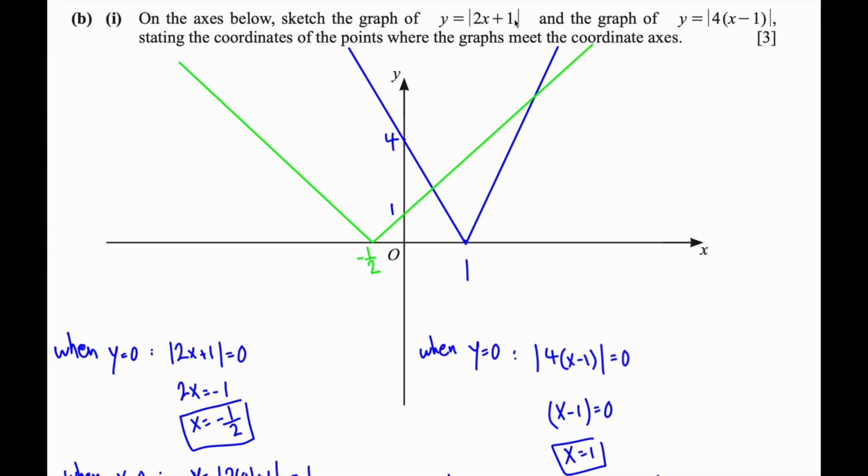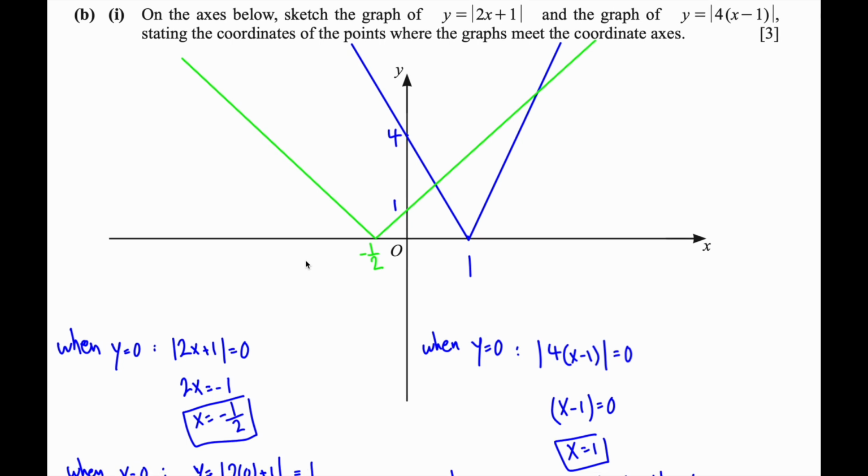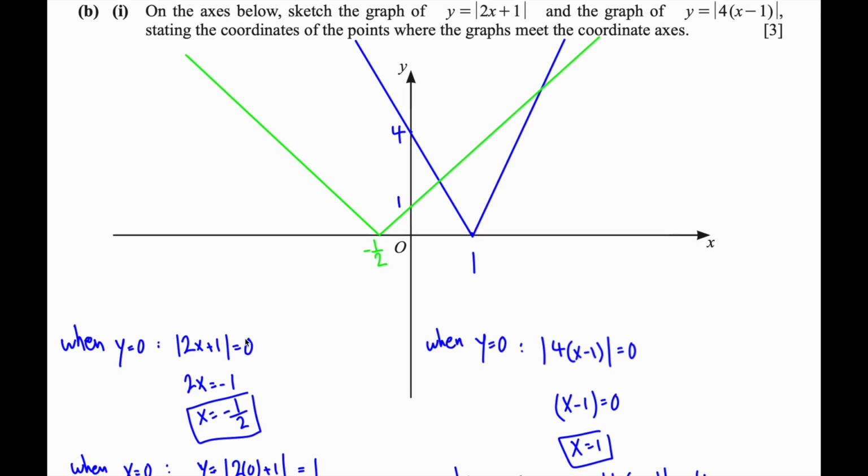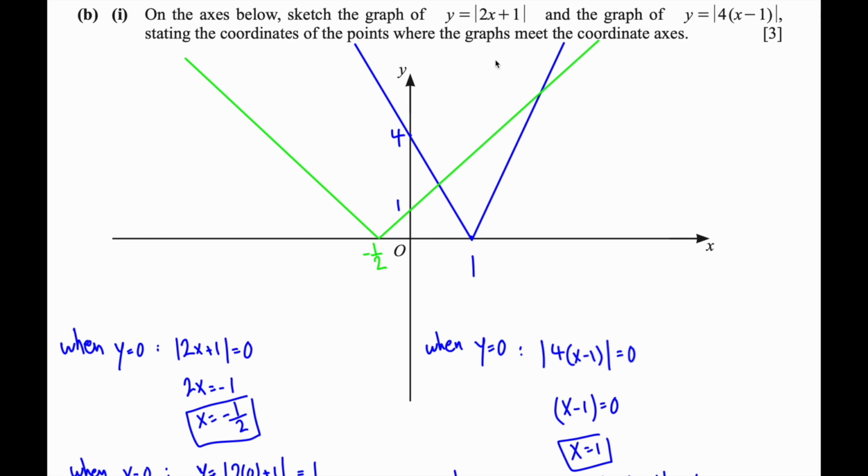and I have to sketch the graph of y equals the absolute value of 2x + 1 and the graph of y equals the absolute value of 4 times (x - 1). I have to state the coordinates of the points where the graphs meet the coordinate axes. Now, you can use the conventional way by plugging in the critical points and then connecting those points together, keeping in mind that these graphs should have the V shape.